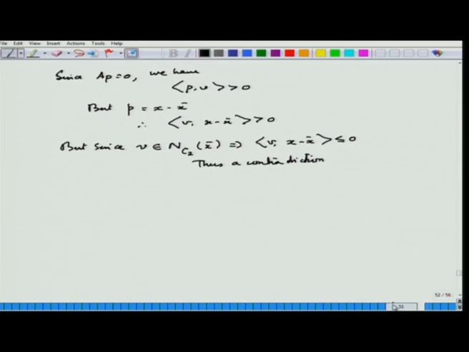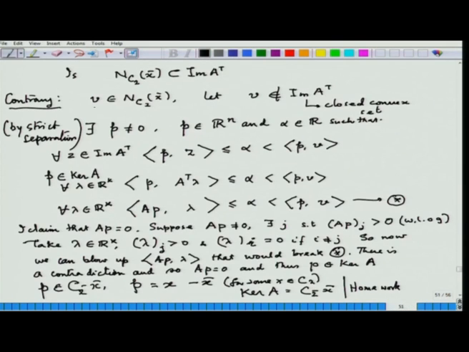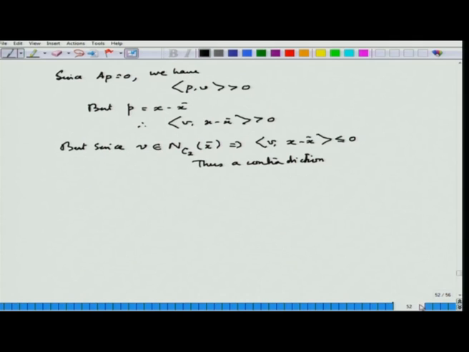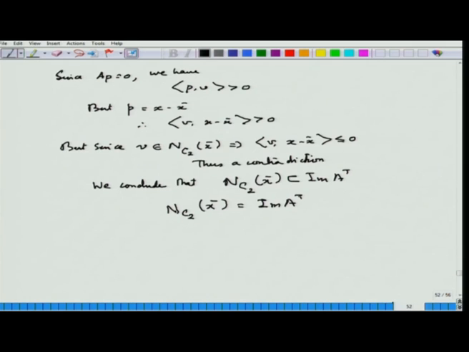So our initial claim that there is a V in NC2 at x bar and V is not in the image of A transpose is wrong, and hence we conclude that NC2 of x bar is also a subset of image of A transpose. So we have proved both ways, this is a subset of this and this is a subset of this, and so we will have NC2 of x bar is equal to image of A transpose.